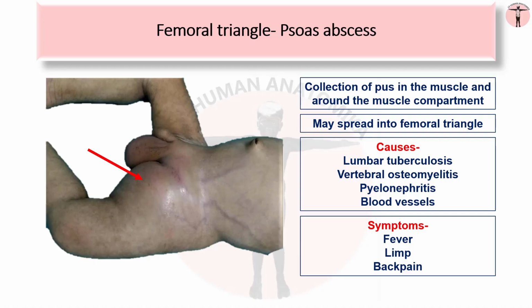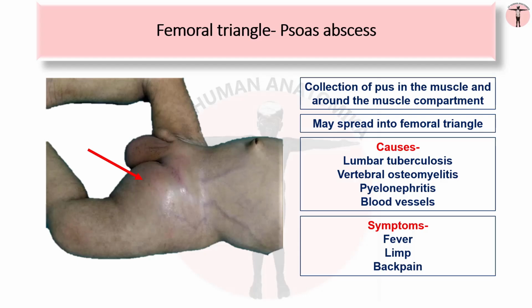So, the infection can spread easily from the abdominal cavity into the femoral triangle and cause a bulge as seen in this photograph. It can be classified into primary psoas abscess, which is caused by hematogenous or lymphatic spread of a pathogen, and secondary psoas abscess, resulting from contiguous spread from an adjacent infectious structure.